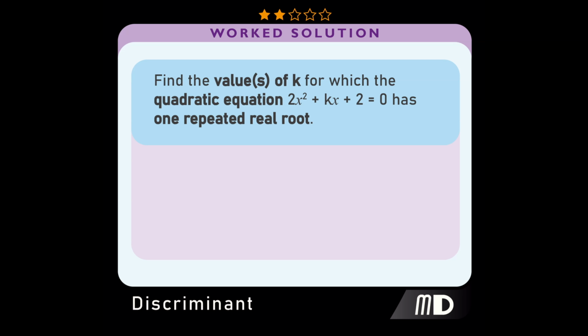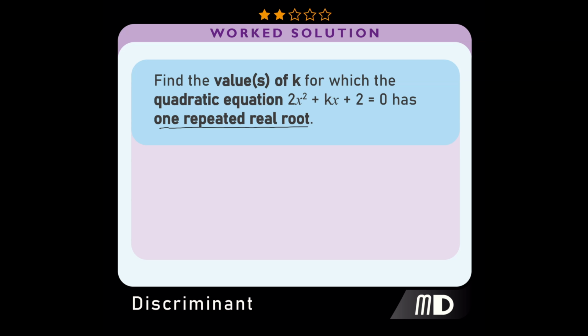The roots of a quadratic equation are the values of the variable that make the equation equal to 0. In other words, they are the solutions to the equation. A quadratic equation can have two real roots, one repeated real root and no real roots. In this question, we're told this quadratic equation has one repeated real root, which means it has a discriminant equal to 0.